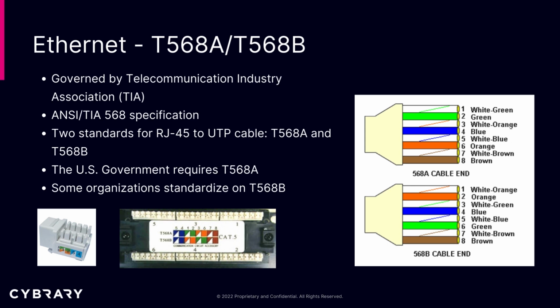Now, there are two standards for the RJ45 UTP cables. That's the T568A and the T568B. There are different color codings, with the same twisted pairs, but the way that you arrange the cables is the different specification, which we'll learn a little bit here. Now, the US government requires T568A type wiring or configuration, where some organizations may standardize on the T568B. Now, if we look at the diagrams, again, it's the same cabling, but the pairs are switched.